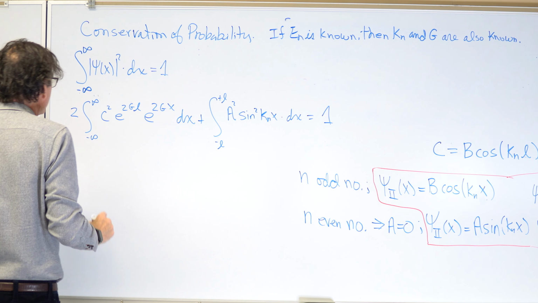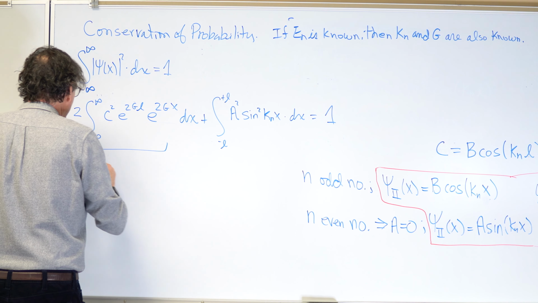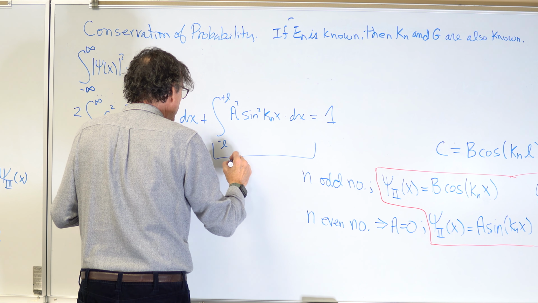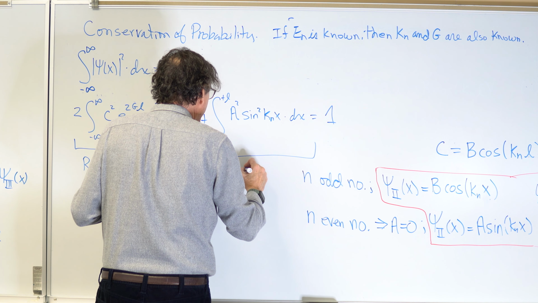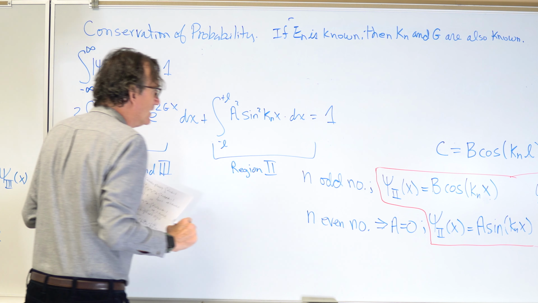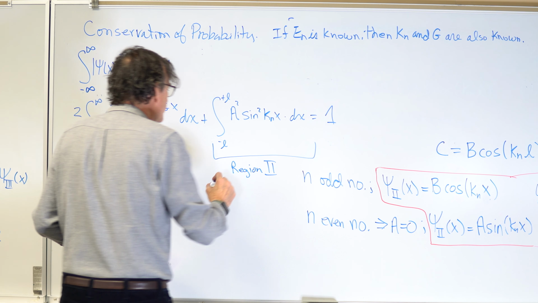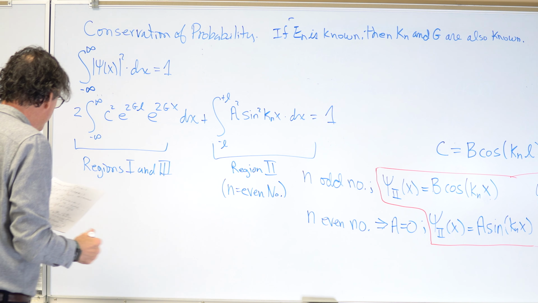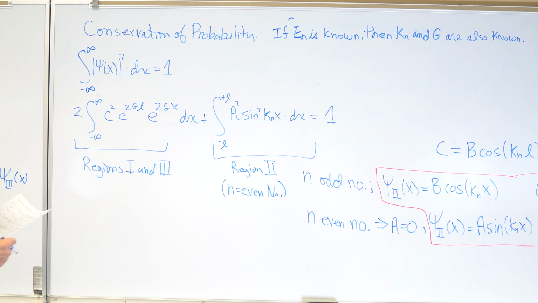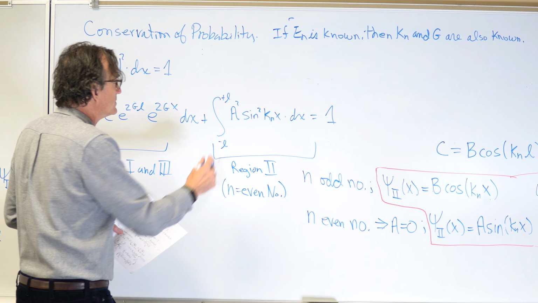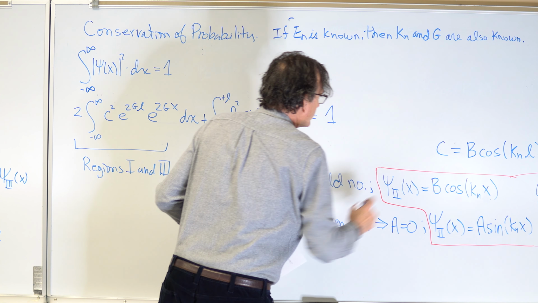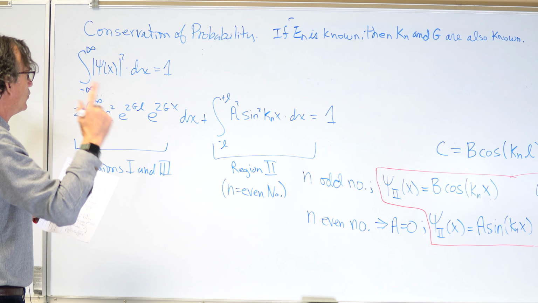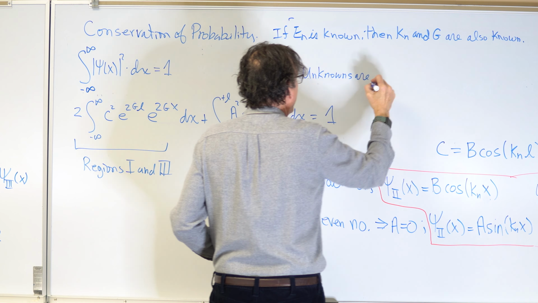Now, this is the integral over regions 1 and 3, and this is the integral over region 2 for a particular case. Now, because it's a sine function, this would be the case for n equal to an even number. And of course, I would have a similar equation if it was an odd number. I would replace this with B squared times cosine squared of Knx. But either way, notice that when I do these integrals, there are only 2 unknowns. So the unknowns are A and C.